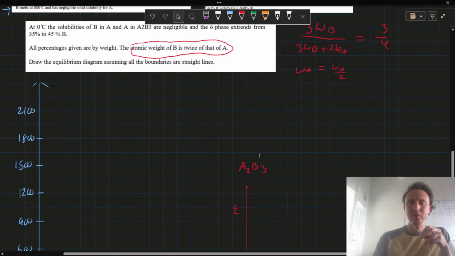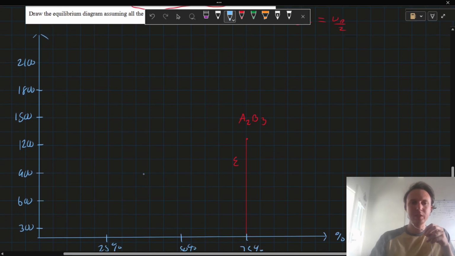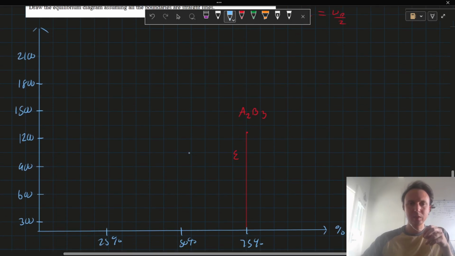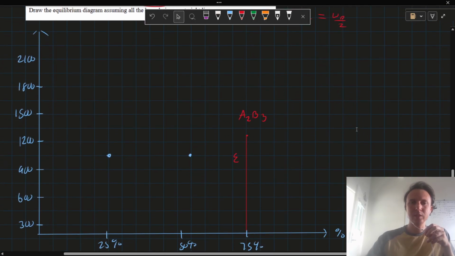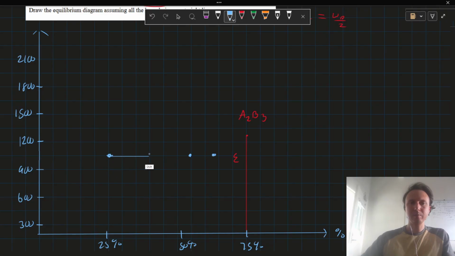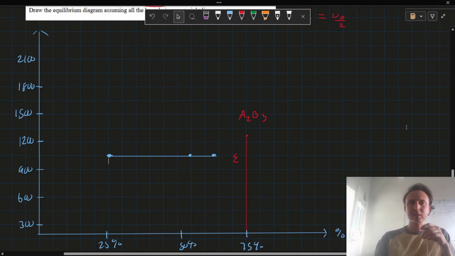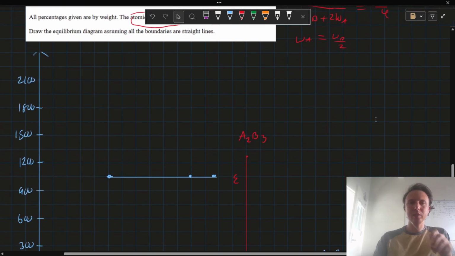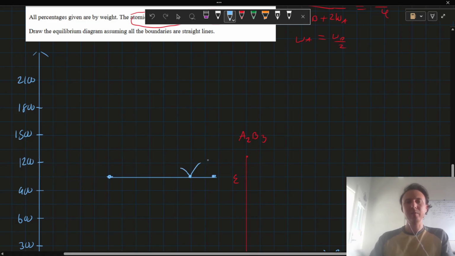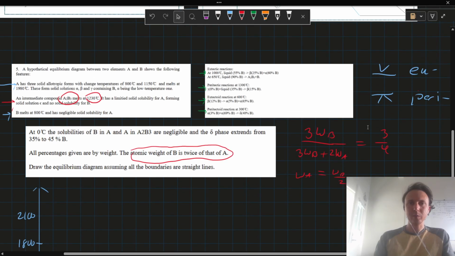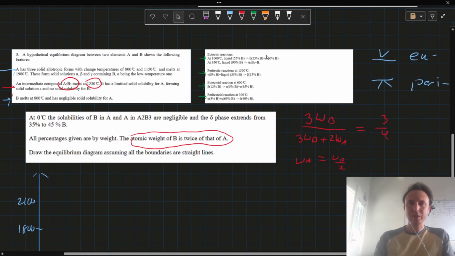So at 1000, we have 55, 25, and what was the last one? 60. Okay, so we can go ahead and fill that in. And so that's a eutectic reaction. So we know that it's going to be bunny ears up from this middle point. We don't know how it connects yet, but it'll be something like that. Okay, so now we do the next one. At 650 Celsius, I'm going to leave that one off for now.